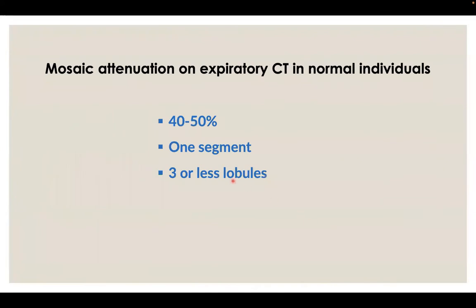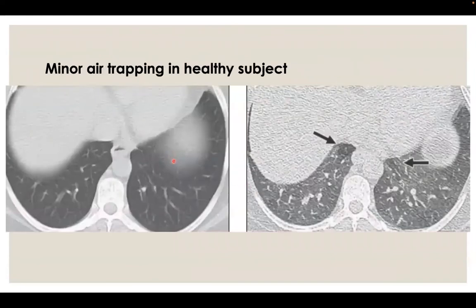What about mosaic attenuation appearing only on expiratory scan? With a normal inspiratory scan, this can happen in 40 to 50%, and it's accepted to find mosaic attenuation within one segment or 3 or fewer lobules, very scanty, very little, not significant. As here in case of a healthy subject, showing only 2 lobules of air trapping in the expiratory scan, with a normal inspiratory scan. This is a normal individual.